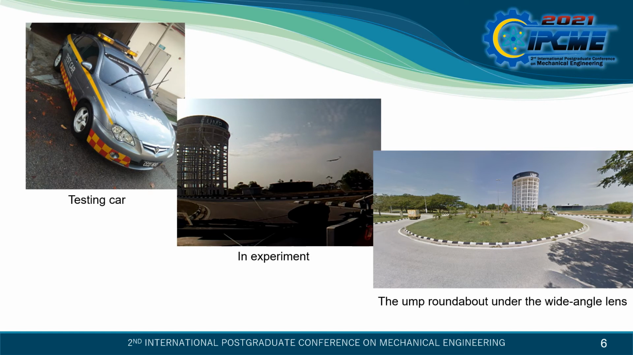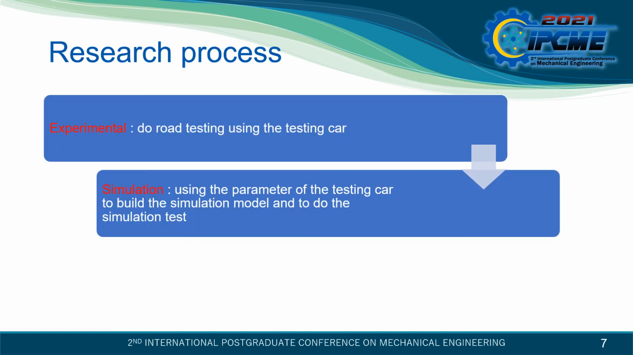Let's see some pictures of the experiment. The left one is the testing car, which is provided by AEC UMP, and the right one is the UMP roundabout seen through a wide-angle lens. The middle one is during the experiment. The second stage is doing the simulation, which uses the parameters from the testing car to build the simulation block and run the simulation test.